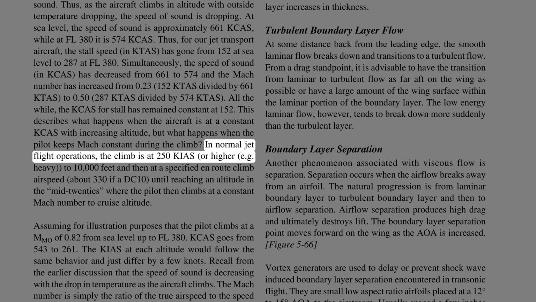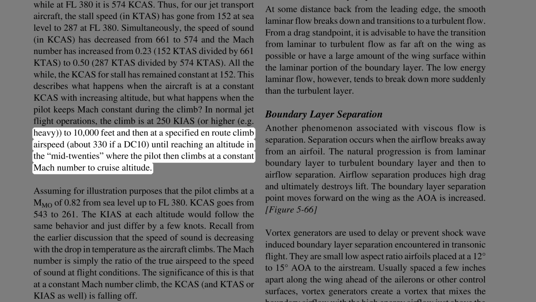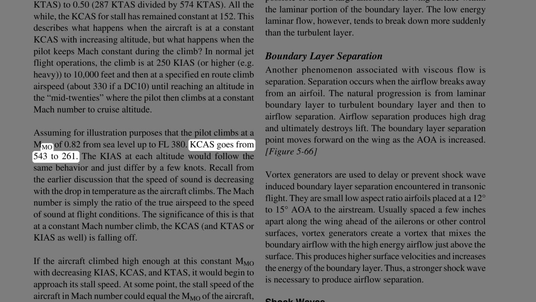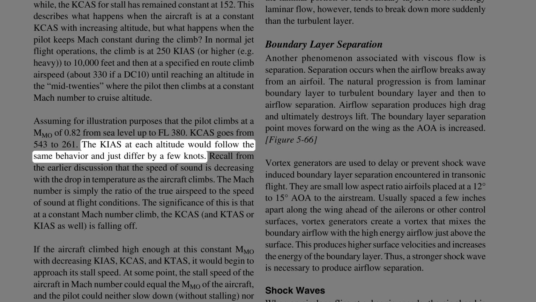In normal jet flight operations, the climb is at 250 knots, or higher, e.g. heavy, to 10,000 feet and then at a specified en route climb airspeed, about 330 KCAS, until reaching an altitude in the mid-20s, where the pilot then climbs at a constant Mach number to cruise altitude. Assuming for illustration purposes that the pilot climbs at a Mach of 0.82 from sea level up to FL 380, KCAS goes from 543 to 261. The KIAS at each altitude would follow the same behavior and just differ by a few knots.